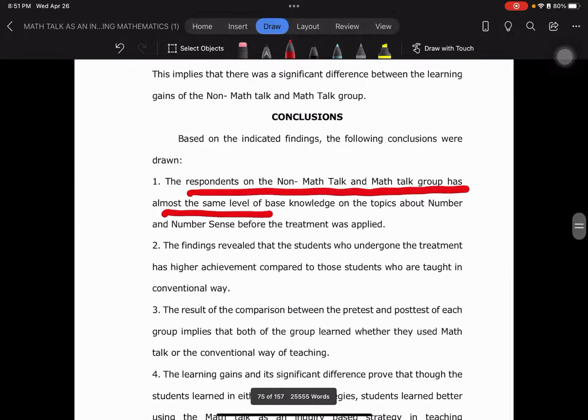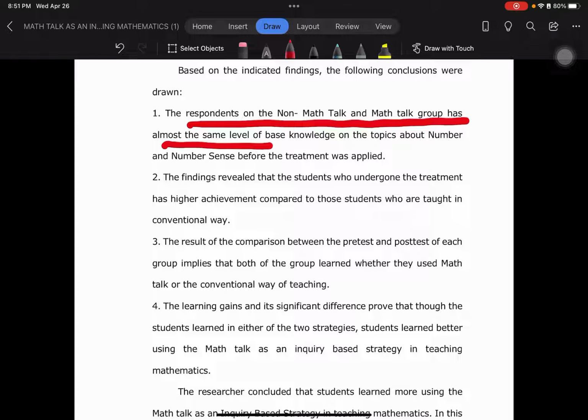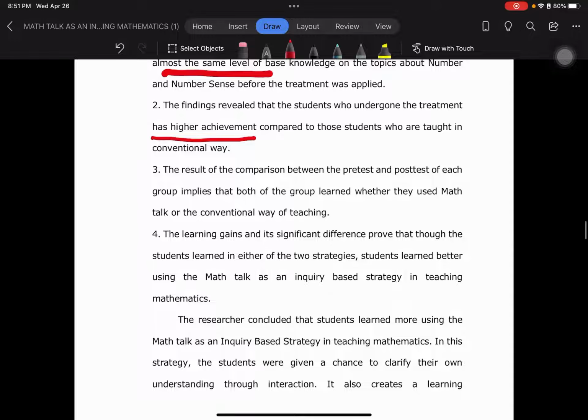Okay, in the summary of findings. That is why you can only make statements, claims like this if you already have proof, which should be reflected in the summary of findings. Again, the findings reveal that students who have undergone the treatment has higher achievement. Again, this is a claim. And you cannot make this claim unless you have proof based on the summary of findings. So all of these are in the form of claims or statements.